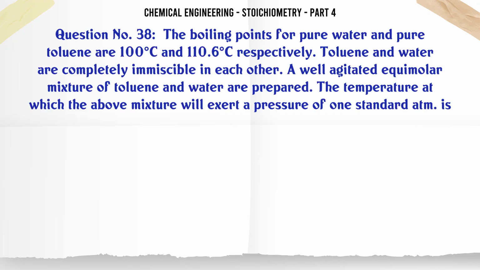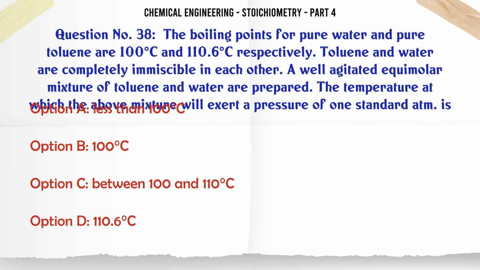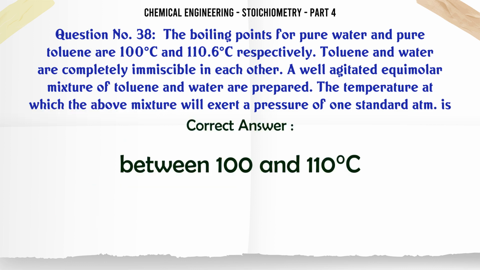The boiling points for pure water and pure toluene are 100 °C and 110.6 °C respectively. Toluene and water are completely immiscible in each other. A well-agitated equimolar mixture of toluene and water is prepared. The temperature at which the above mixture will exert a pressure of 1 standard atm is A less than 100 °C, B 100 °C, C between 100 and 110 °C, D 110.6 °C. The correct answer is between 100 and 110 °C.